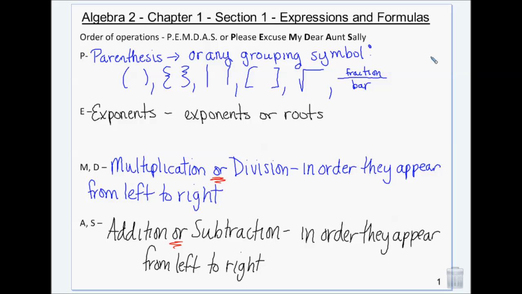And then last is addition and subtraction. So these guys would be the jesters in our court of math. And those you would also do in order as they appear from left to right, but it's not as critical because with addition and subtraction, it won't matter as much if you do them in the wrong order. But with multiplication and division, if you multiply always before you divide, you can get the wrong answer. So be really careful about that. That's in order from left to right. Questions on any of that?